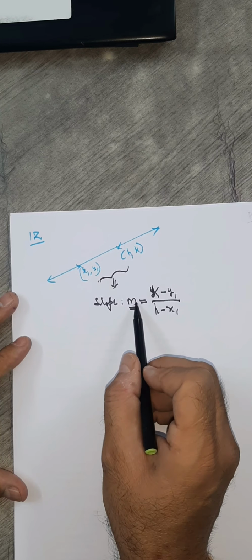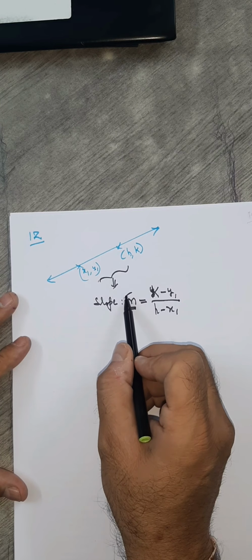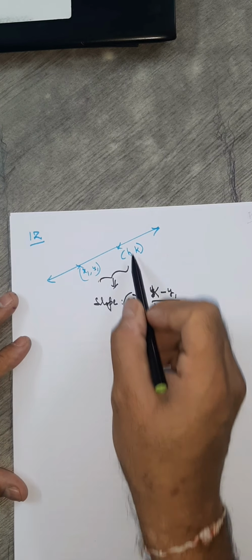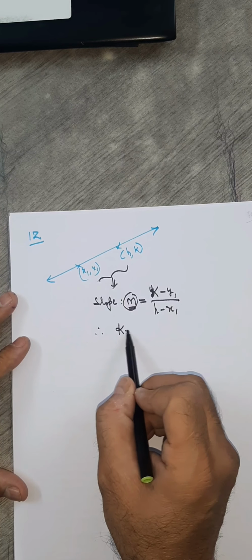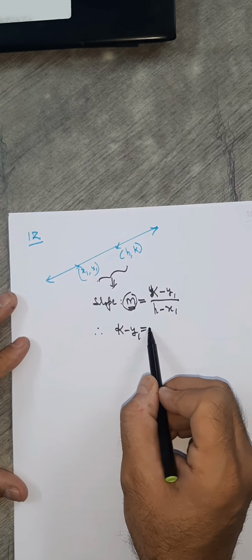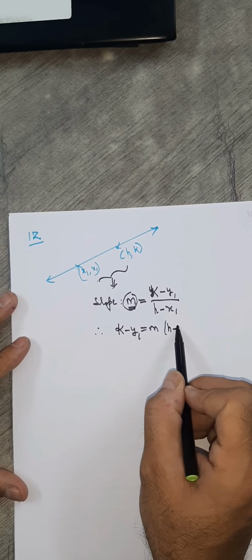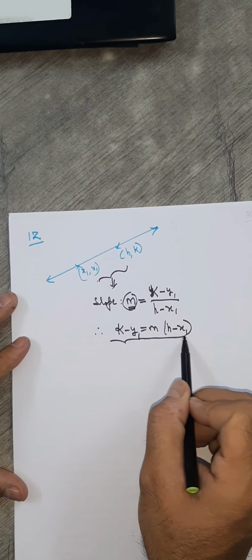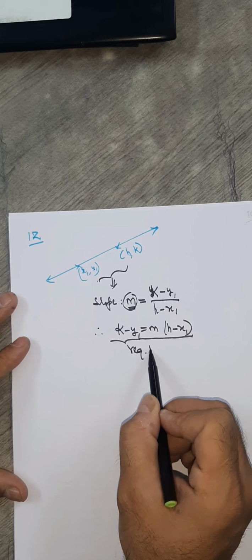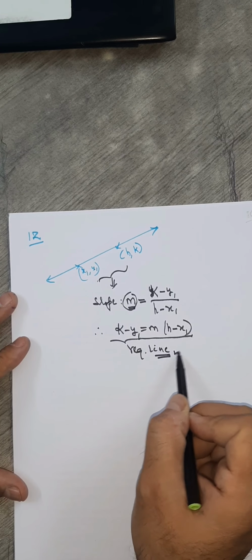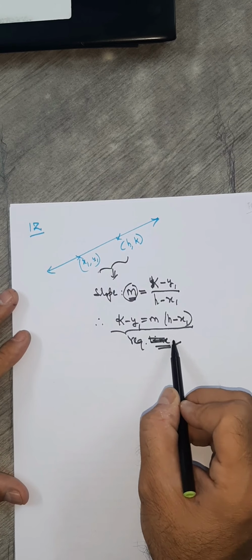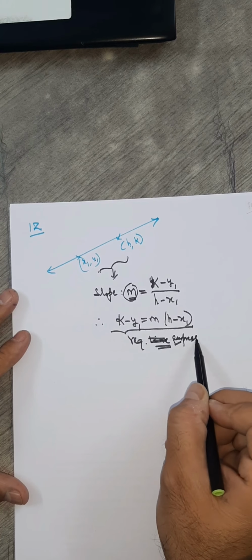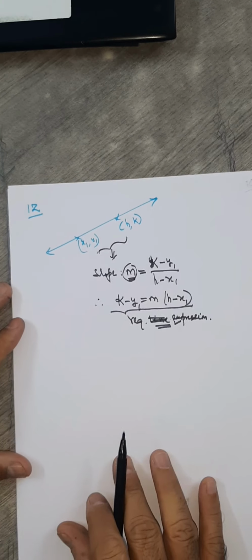See the question. I've just written this symbol and it is obtained from the given 2 points. So from this, k minus y1 equals m into h minus x1. This is the required equation. Just a one line solution. Required equation or expression, that's what you are asked.